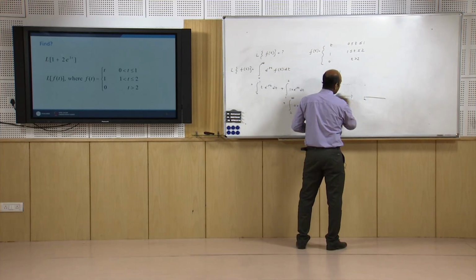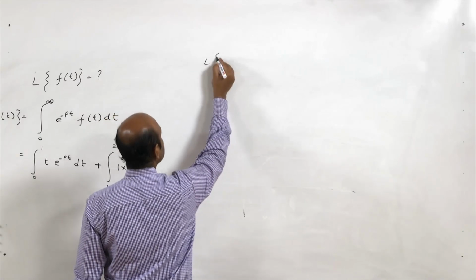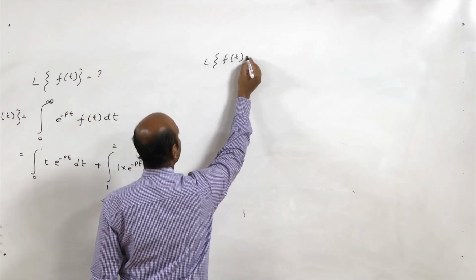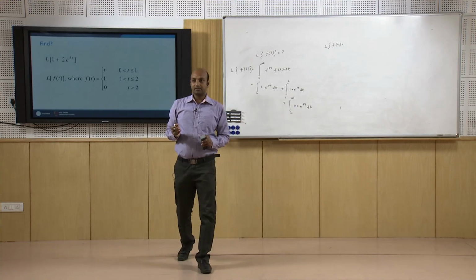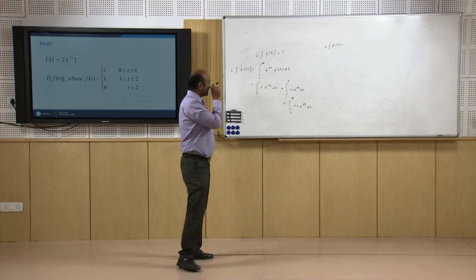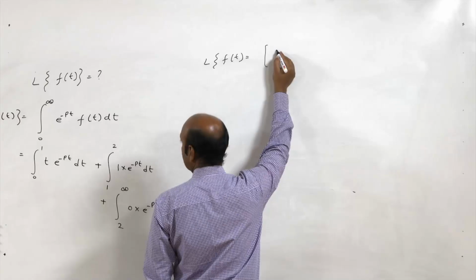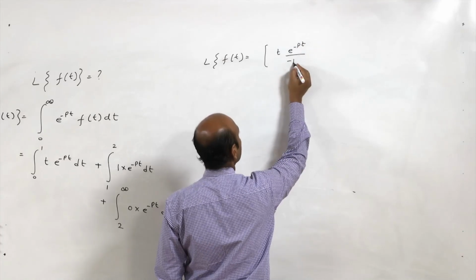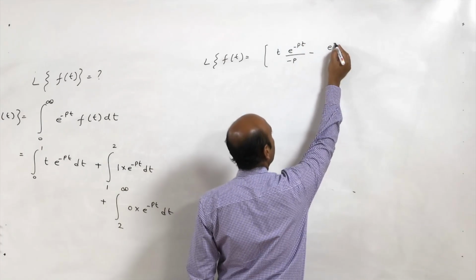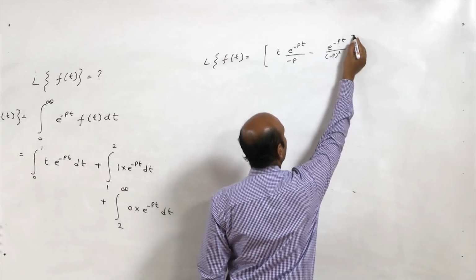So this will be nothing but, now we can simplify it. So the Laplace transform of f(t) will be nothing but, now to integrate the first part, we will use integration by parts. When you use integration by parts, we will get t into e to the power minus pt upon minus p minus e to the power minus pt upon minus p square, from 0 to 1.